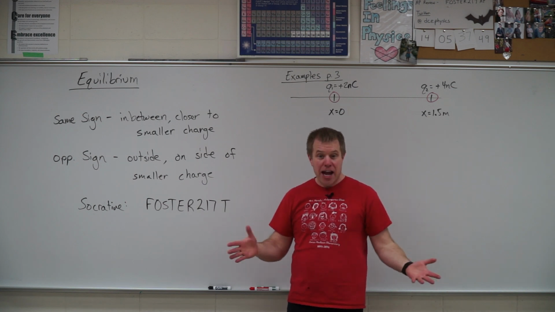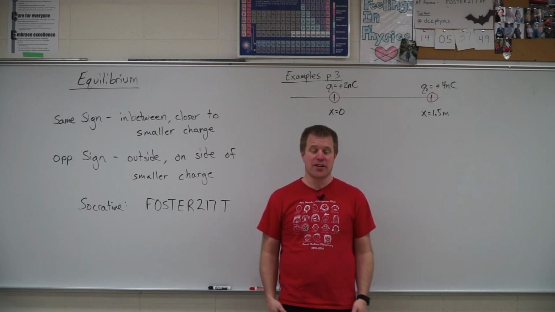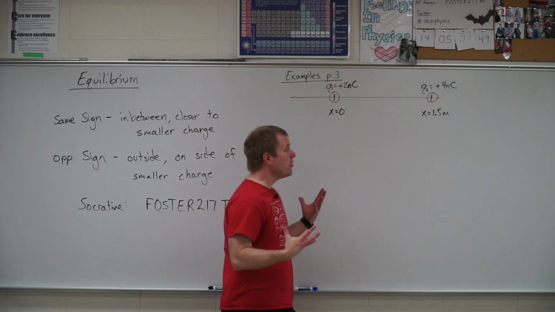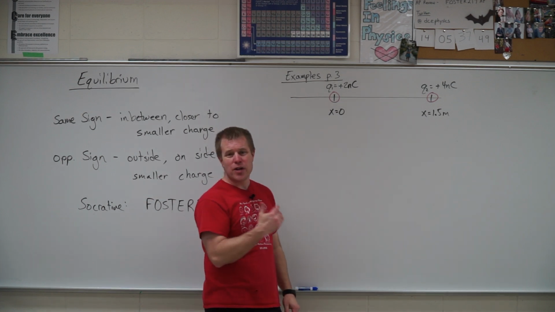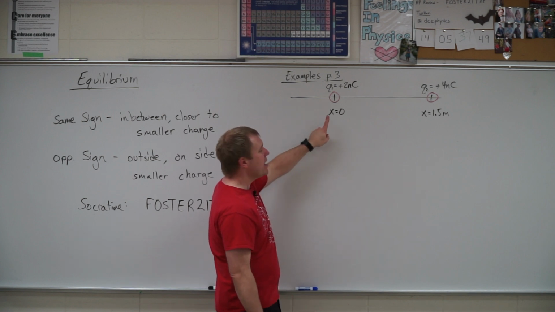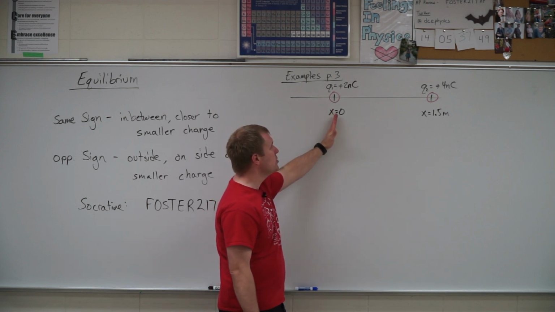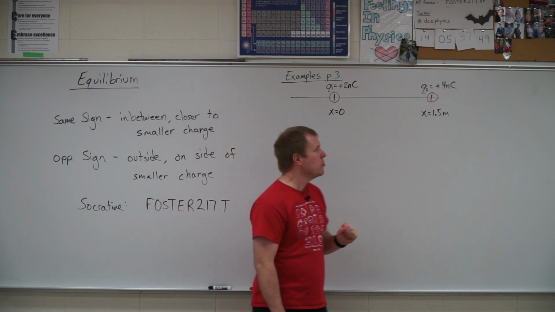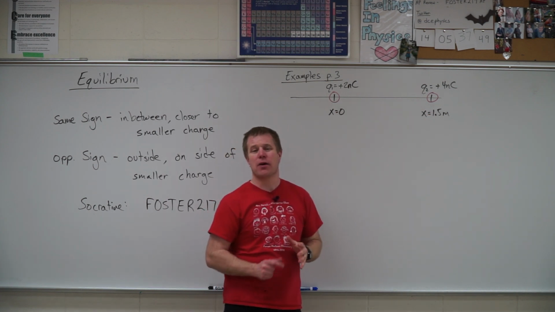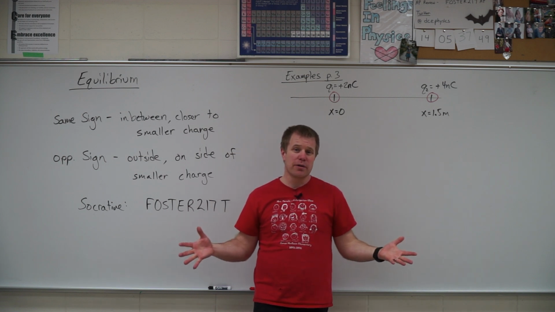All right, so you checked on Socrative. You did well. Good. So now our first question is, we're going to look at this example right underneath where it says Kahoot on page 3. We have two charges: a positive 2 nanocoulomb at x equals 0 and a positive 4 nanocoulomb at x equals 1.5 meters. And I want to know, where is the equilibrium point?